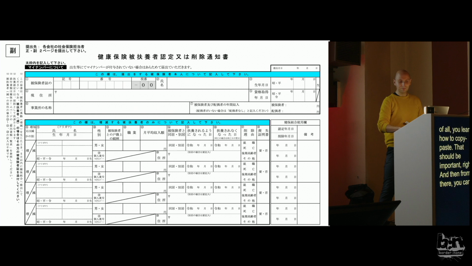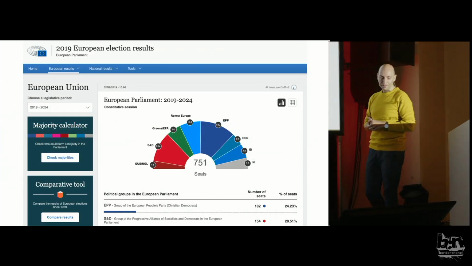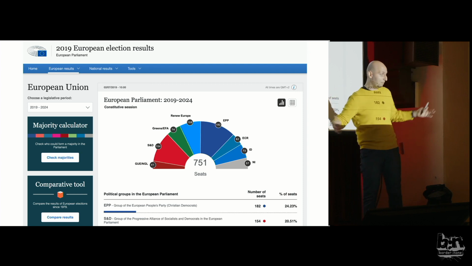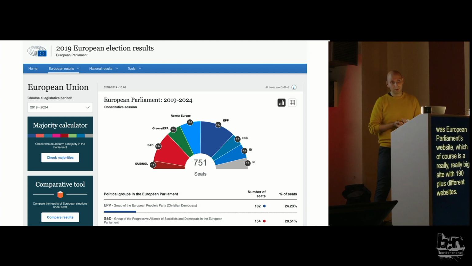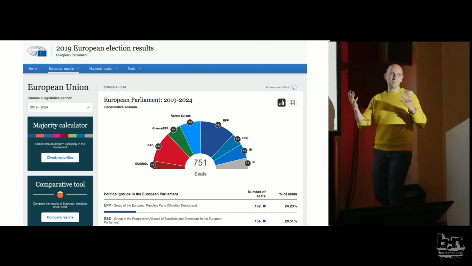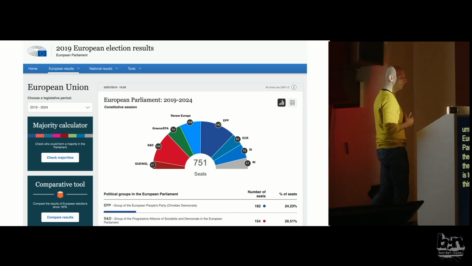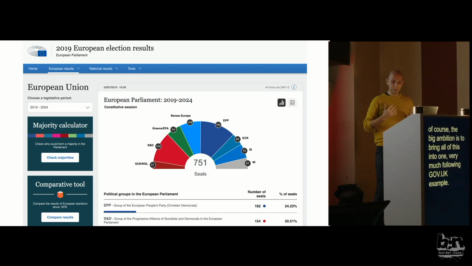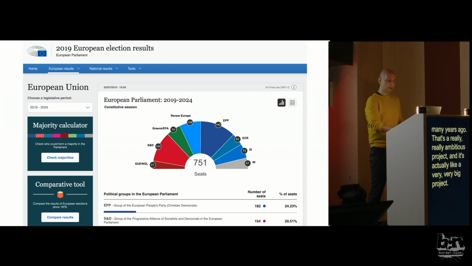Now, for the last 4 years altogether, my biggest project was the European Parliament's website, which, of course, is a really, really big site with 190 plus different websites living under the umbrella of European Parliament. And then, of course, the big ambition is to bring all of this into one, very much following gov.uk example many years ago. That's like a really, really ambitious project. And it's actually like the very first part of it is going to go live in June next year. So a lot of stuff happening there.